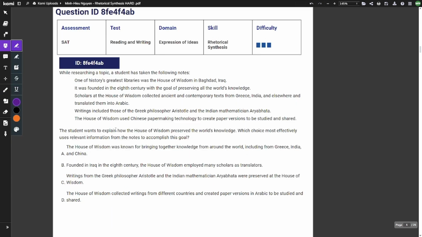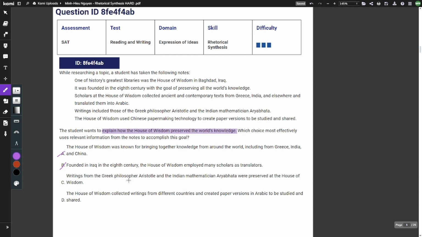Question number 5. Let's find a task, which is to explain how the House of Wisdom preserved the world's knowledge. Let's look at A. The House of Wisdom was known for bringing together knowledge from around the world, including from Greece, India, and China. That's cool. It talks about how they got knowledge from around the world, but it doesn't talk about how they preserved it, so it's not going to be A. B. Founded in Iraq in the 8th century, the House of Wisdom employed many scholars as translators. Cool, scholars as translators, but it doesn't talk about the world's knowledge, and it doesn't talk about how they preserved it, so it's not going to be B.